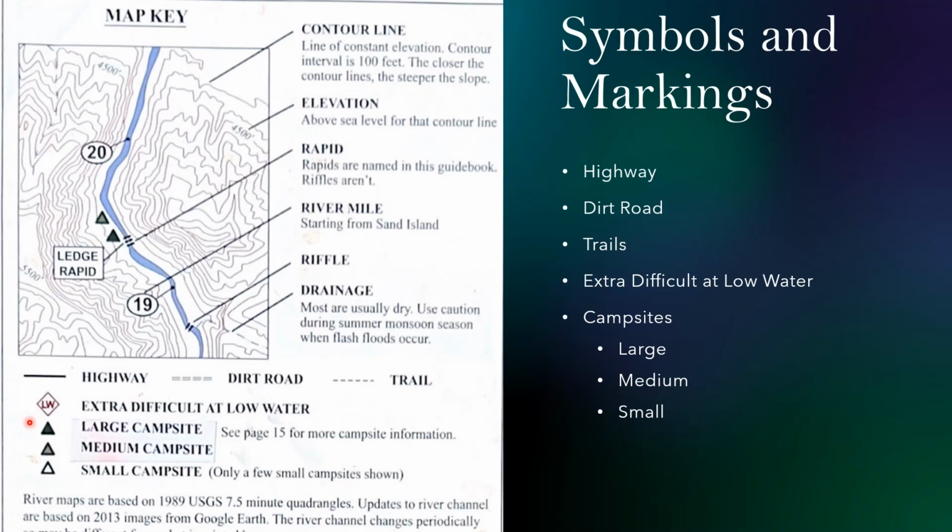And then we have campsites, which are indicated by triangles that are shaded in. The darker it's shaded, with more of a shading, the bigger the campsite. And this will help determine where you will stop and when you will stop, and based on your group size.